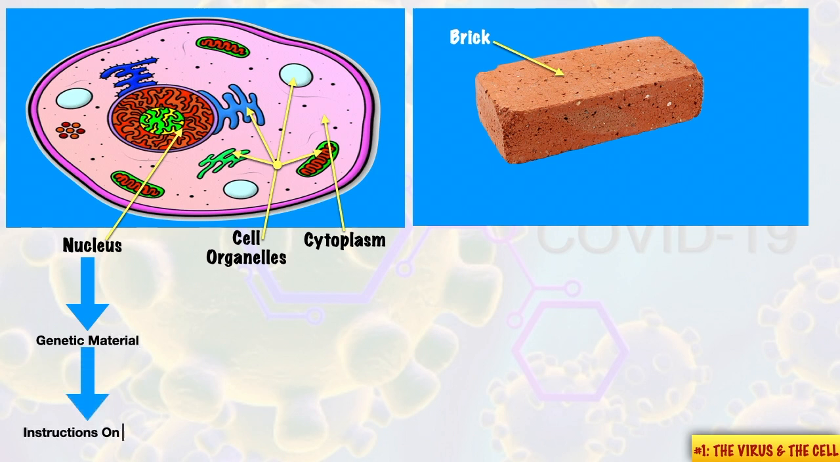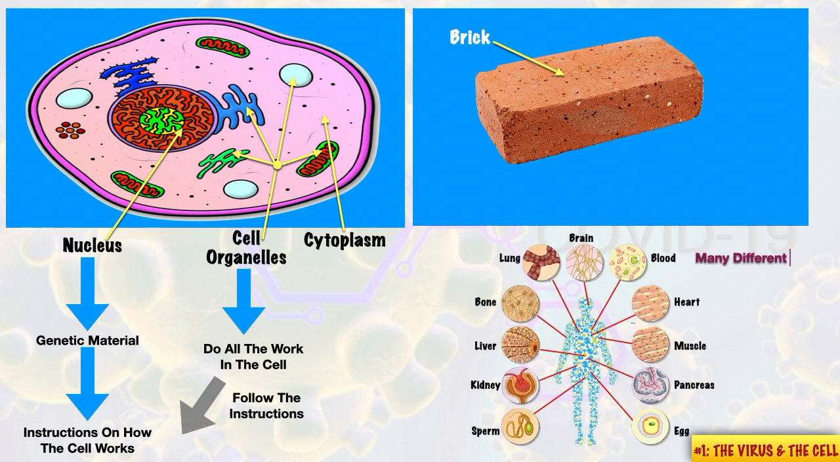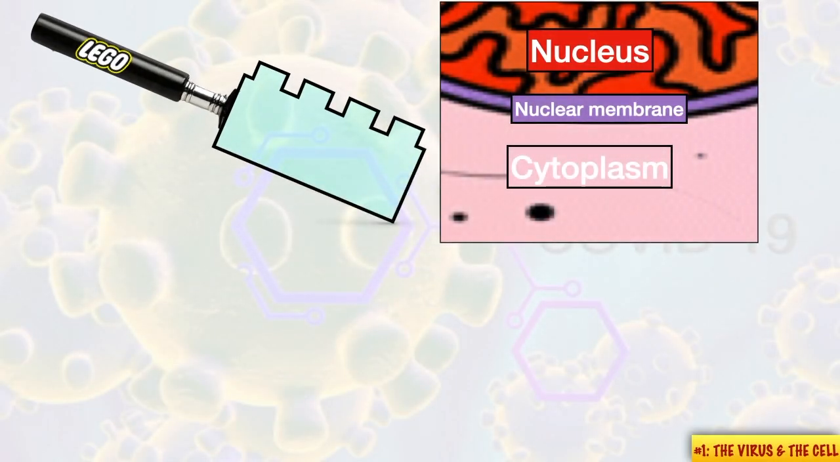The nucleus contains our genetic material, and this contains all the instructions for the cell. The cell organelles do all the work, and they get their instructions from the nucleus. We are made up of a load of different types of cells. Each cell knows what it has to do because they each have a nucleus to instruct them. Let's take a closer look inside the cell with our Lego magnifier to see how this works.